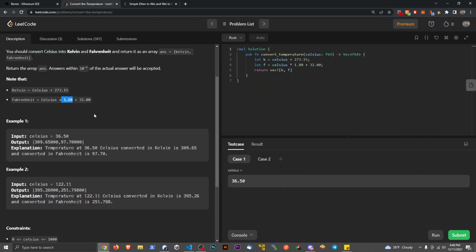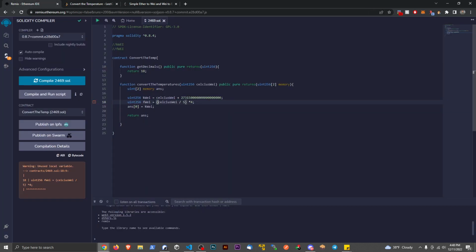So we have 0.8, but now we also want to add that 1. So I'm going to say celsiusWei plus this right here. So this is the 1, and this is the 0.8. So now we have celsiusWei times 1.8, but we also want to add in that 32. In this case, we want to add in those 18 zeros. So 32, 1, 2, 3, 4, 5, 6, 7, 8, 9, 10, 11, 12, 13, 14, 15, 16, 17, 18. Cool. And I'm going to add in one parenthesis just to make sure this does the math properly.